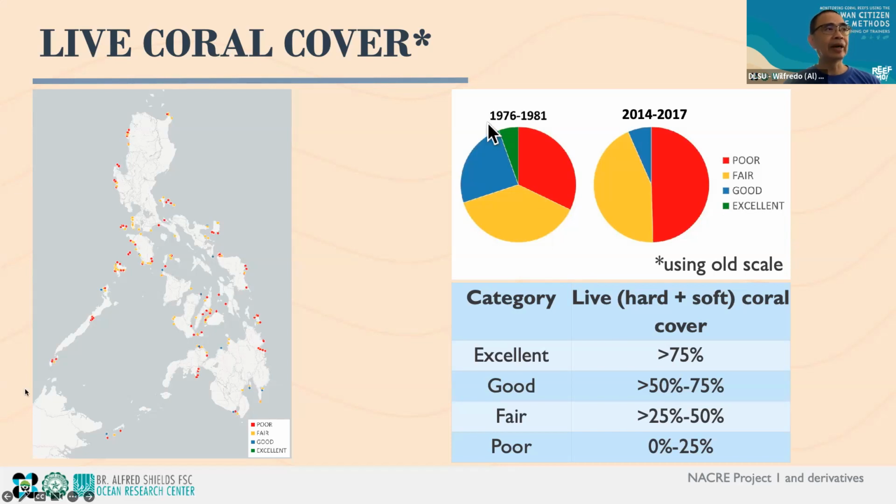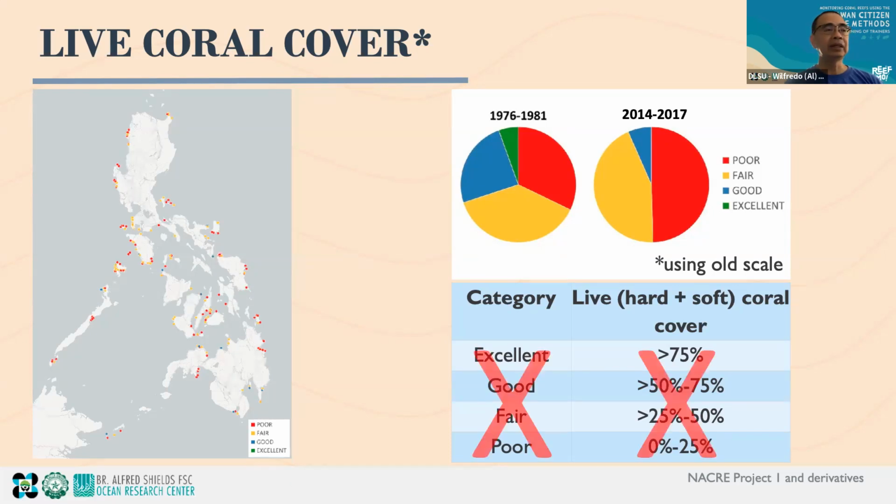In the first nationwide assessment from 1976 to 81, the proportion of stations na merong excellent cover ay 5%. The largest I've seen was 5.5%. But like I said, in the latest survey, we did not encounter any of these reefs. So walang kulay green dito sa mapa on the left.